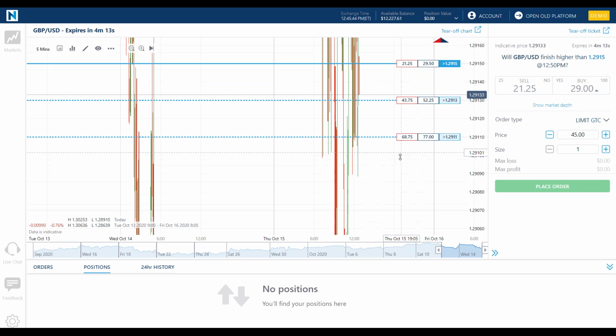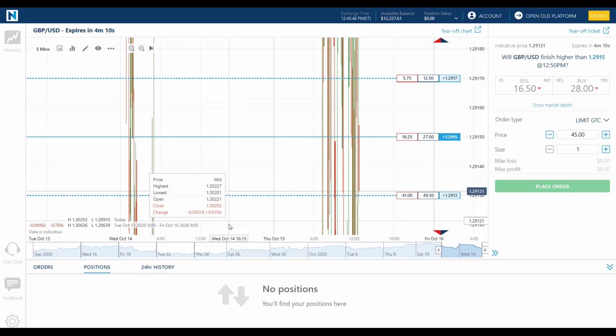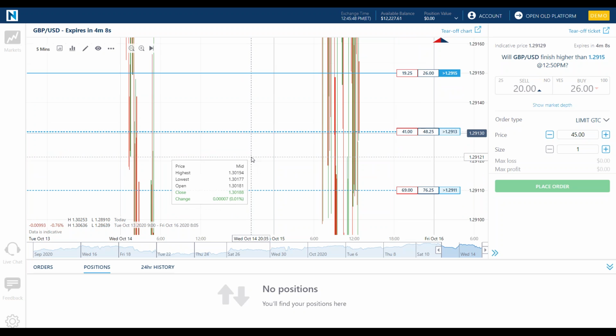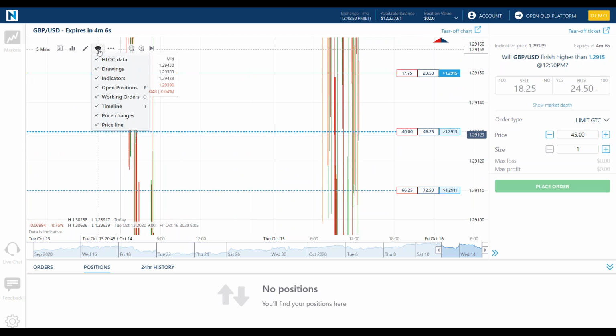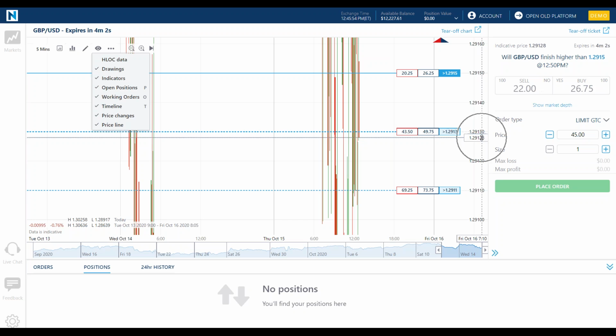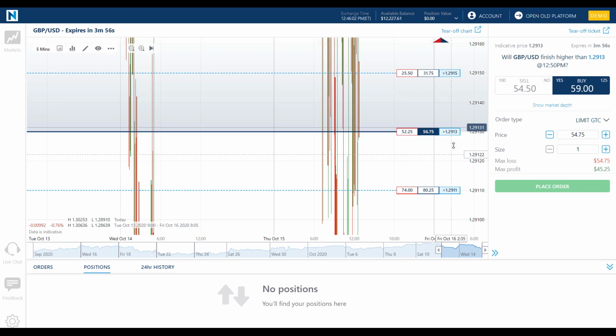And this has been moving all over the place. Okay, here we go. Here's the price of the underlying. It's at 129.12. You can see it up here as well. And you'll notice, here's the at the money contract. There's a 50-50 probability here at this moment in time.